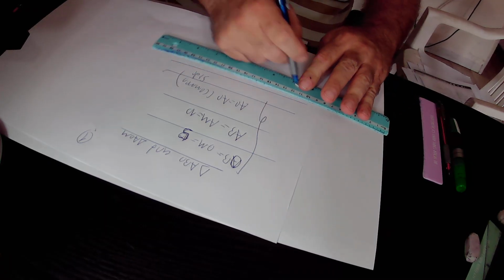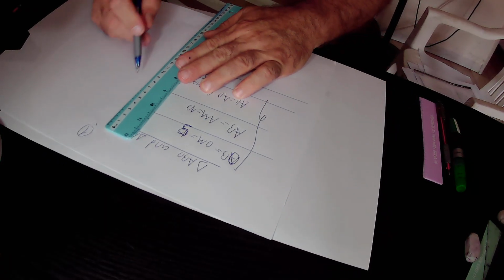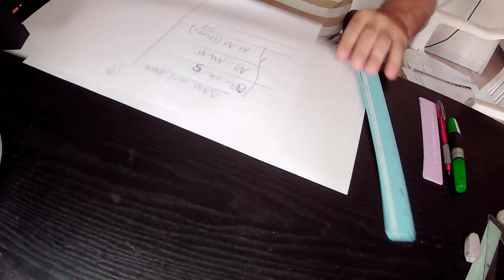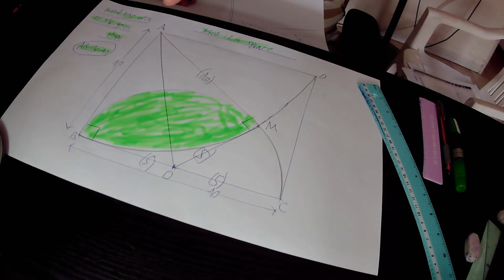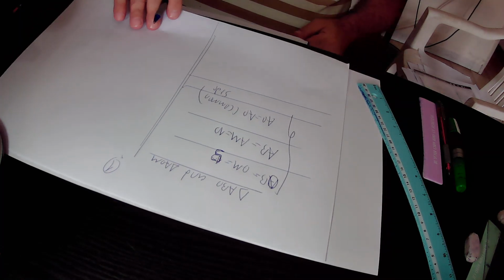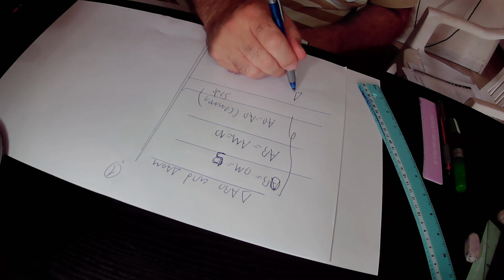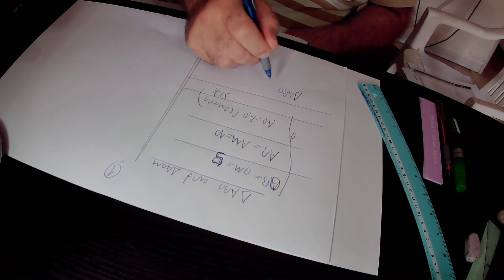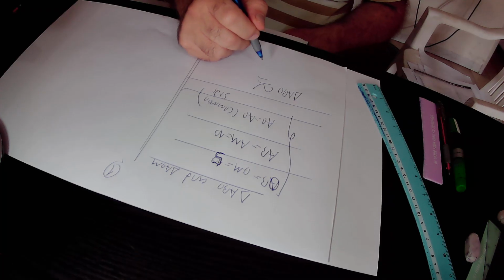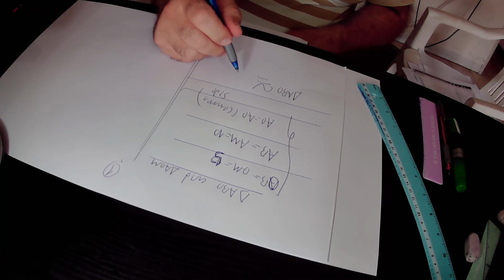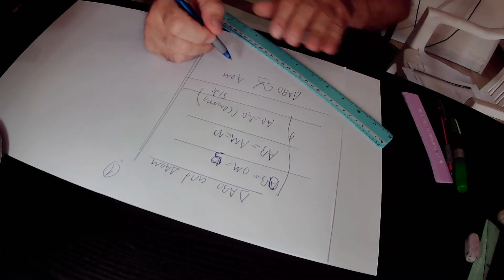So we found out that all the sides of the right triangle ABO are correspondingly equal to all the sides of the right triangle AOM, and therefore those two right triangles are congruent according to the side rule. So write it down: the right triangle ABO is congruent to the right triangle AOM according to the side rule.